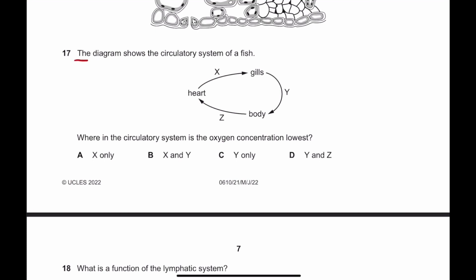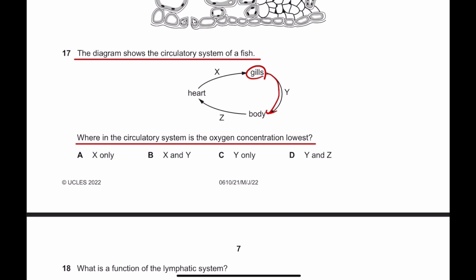Number 17. The diagram shows the circulatory system of a fish. Where in the circulatory system is the oxygen concentration lowest? The oxygen concentration becomes the lowest when the oxygen molecules get used. If they're used by the cells for respiration, the oxygen concentration will decrease. So we just have to find where respiration occurs. Of course, the oxygen will be transported from the gills to the body through the blood.